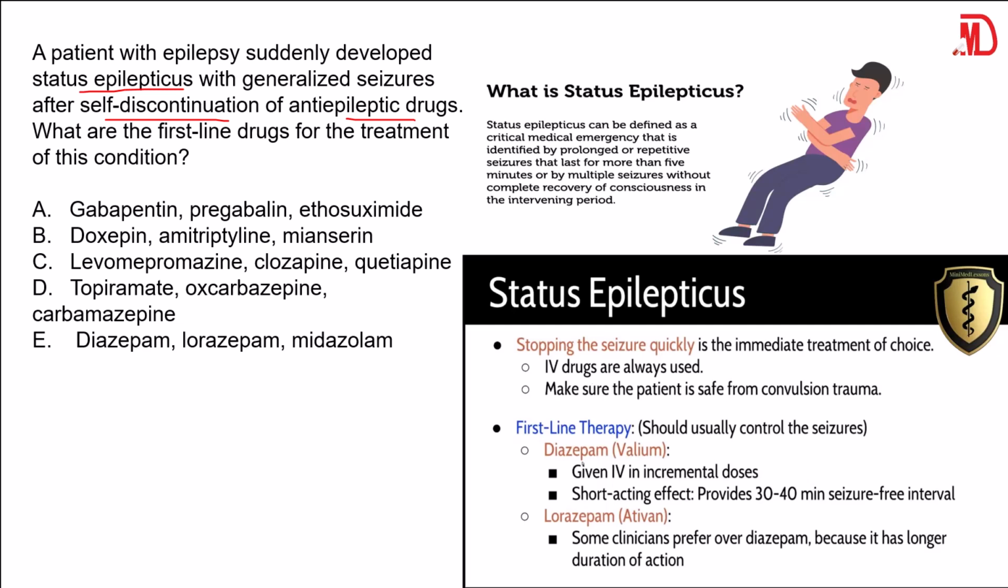But what's the first line of treatment? Normally we give diazepam. Then we move to lorazepam, and so on and so forth. So that's over here. Our best answer will be what? E. Diazepam, lorazepam, midazolam. So your answer here is E.